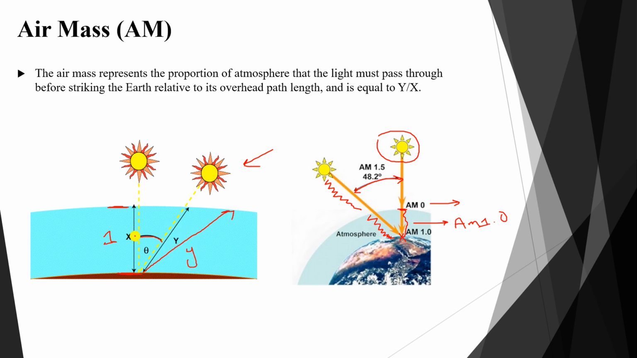Now you can see that there is an angle between the vertical or perpendicular position and any other position. When this angle is equal to 48.2, we will have AM, the air mass, equal to 1.5. So simply, what does the air mass mean? Air mass is the ratio between y over x.